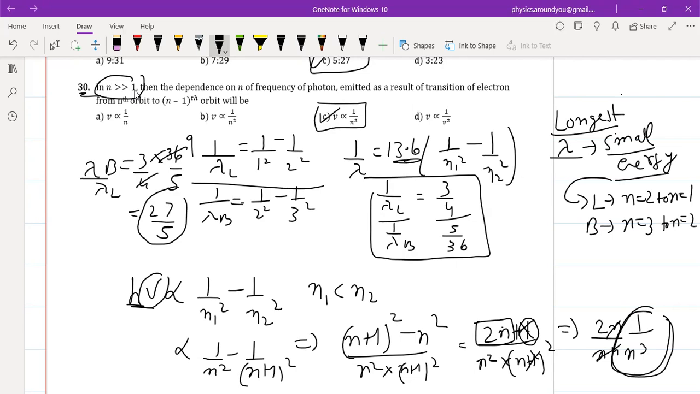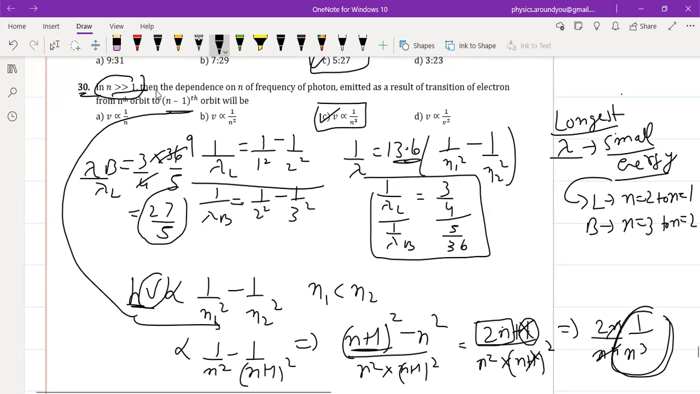If n is very, very much greater than 1, frequency is always proportional to 1 by n cubed. Well, you may notice in the question I have given n minus 1. But you will get the same result even if you put n plus 1. The physics won't change in the situation, right? You'll get the same answer even if you do it for n plus 1.